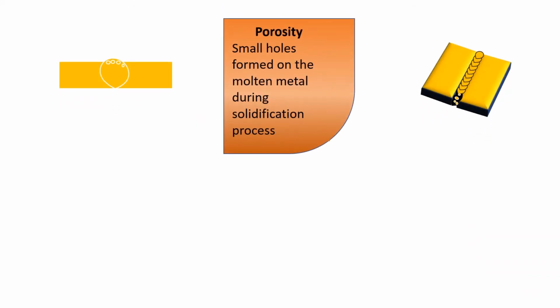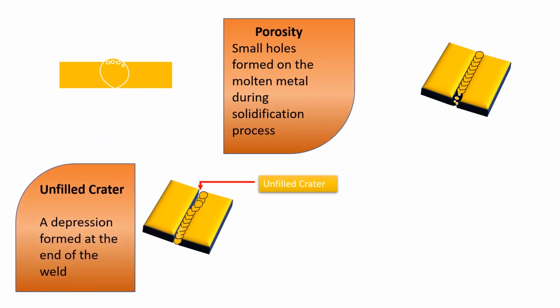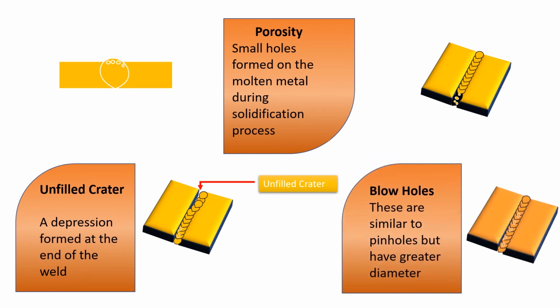Porosity. Small holes formed in the molten metal during the solidification process. Unfilled craters. A depression is formed at the end of the weld. Blowholes. These are similar to pinholes but have greater diameter.